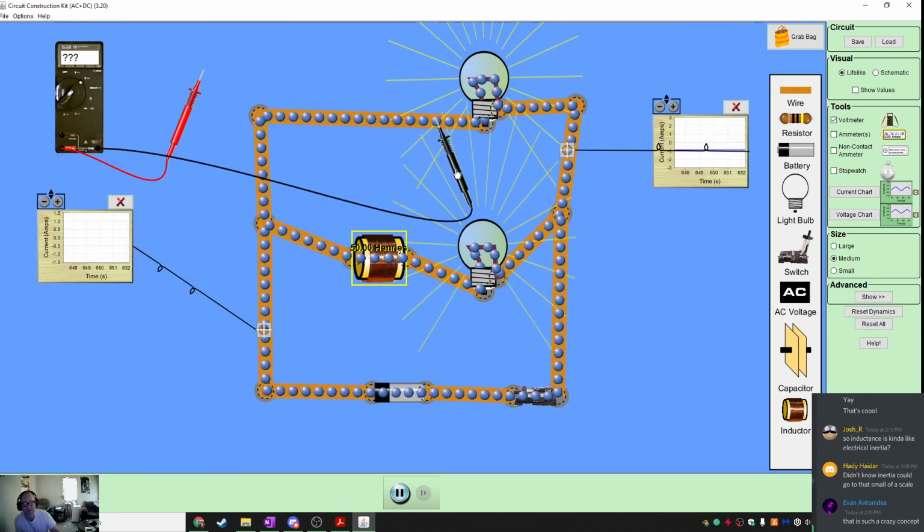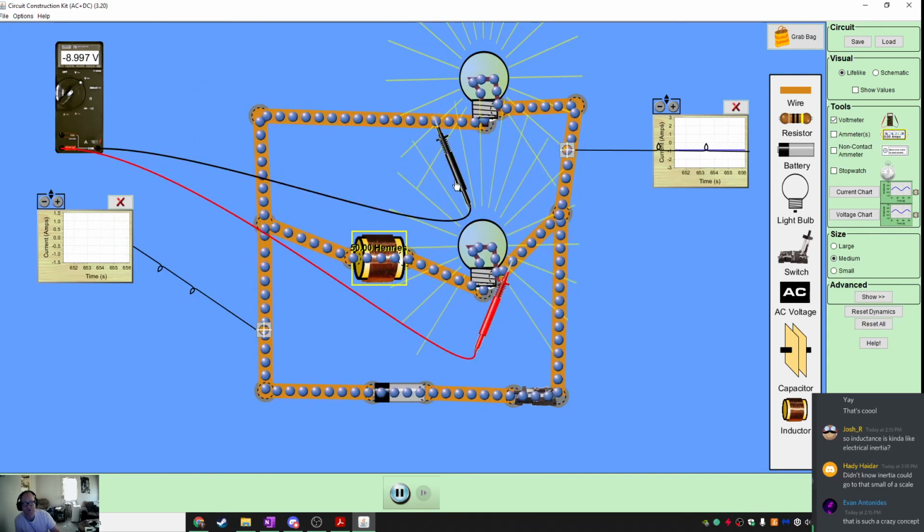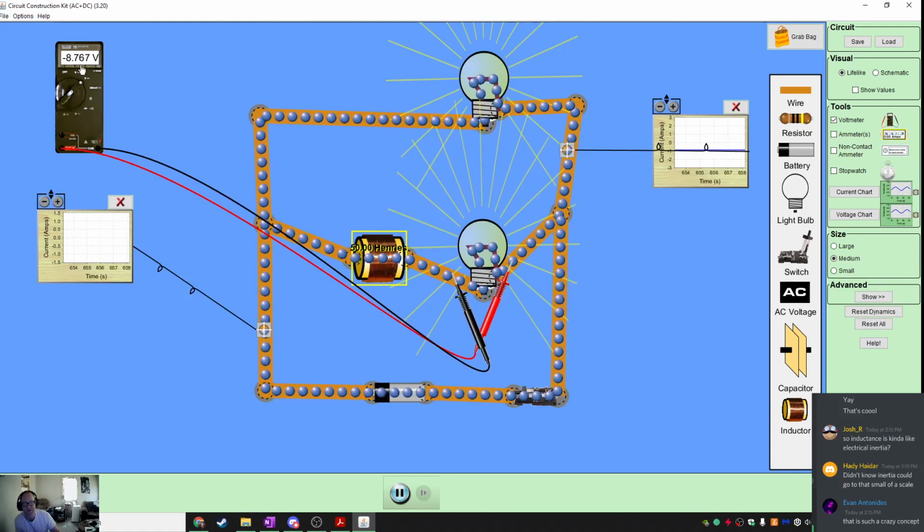Now give this a little bit of time. We can check our voltages here. This one should be 9 volts already. This one here should also be 9 volts pretty soon. It's getting there. We'll wait till we get to absolute maximum now. What happened over here?